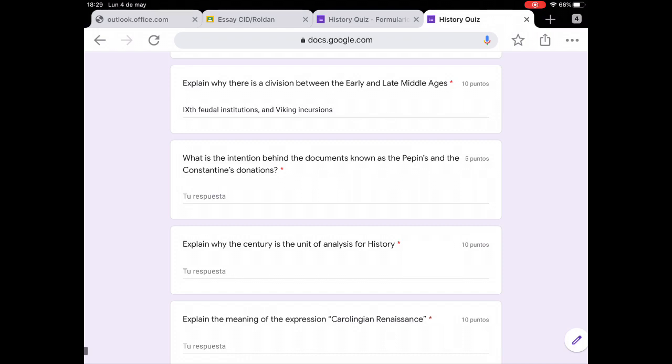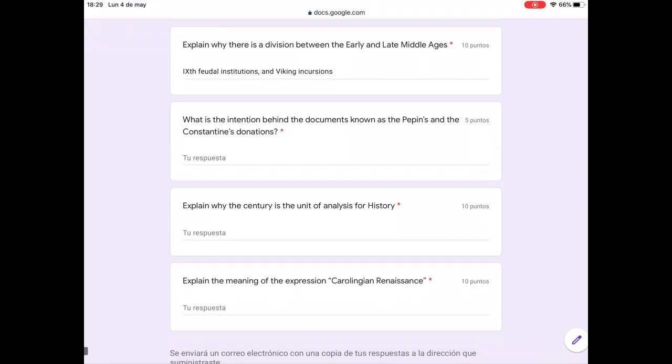Because from one side, we're going to start having this very established structure that is going to be the feudal institutions, and from the other side, the Viking incursions are going to have a very important place to develop within the history of Europe, mainly the history of France, because if you remember, by the 9th century, the grandson of Charlemagne is going to be giving Normandy to Rollo the Viking. But we of course saw that.